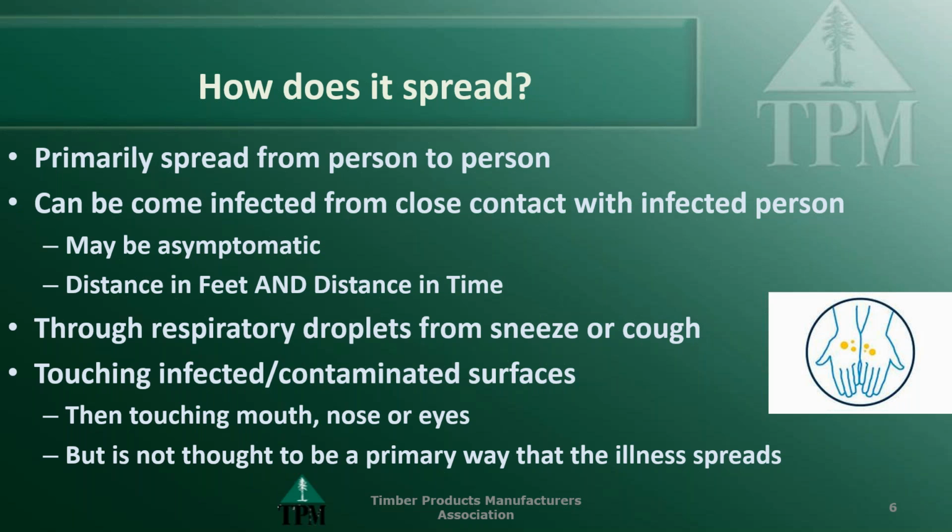You can be infected from close contact with an infected person, or from, when they're talking, they have spittle flying, and you may have it and never have shown a symptom. You didn't have a fever, you didn't have anything. And so distance is one of the things that they tell us to do. How do we protect ourselves? Well, that's distance in feet, but it's also distance in time, where you try to minimize the time you're in contact with somebody. Most of the time, though, it's your respiratory droplets from a sneeze or a cough.